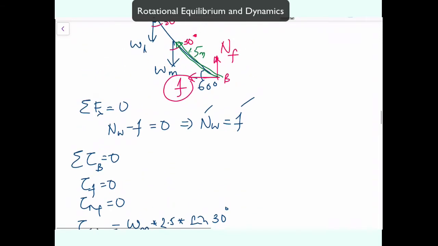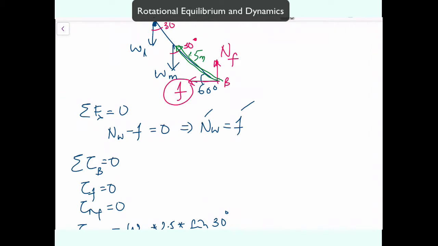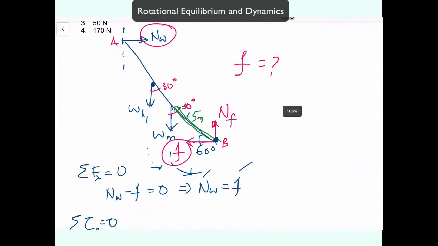And what kind of torque does it create? Is it clockwise or counterclockwise? You look at it, your point of rotation is here, point B. Then the weight of the man tends to rotate this thing in the clockwise direction. The weight of the ladder tends to rotate this thing in the counterclockwise direction as well. The normal force on the wall tends to rotate this thing in the clockwise direction.